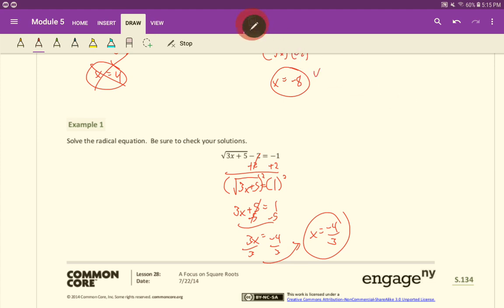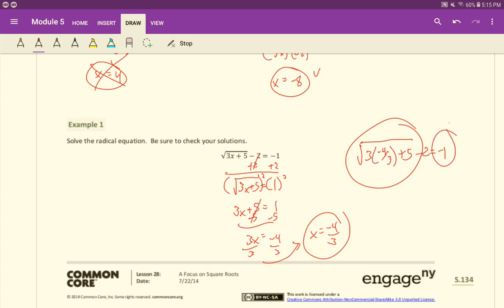Now we want to check it, so we'll plug it back in. What we're looking for here is that we don't want to take the square root of a negative. Yes, I know we talked about imaginary numbers in previous lessons, but unless we're specified that we're allowed to have imaginary solutions, we typically don't want to take the square root of a negative. Plus, we can see here that we're equal to a non-imaginary number, so if we get an imaginary number over here, that's not going to equal negative 1.